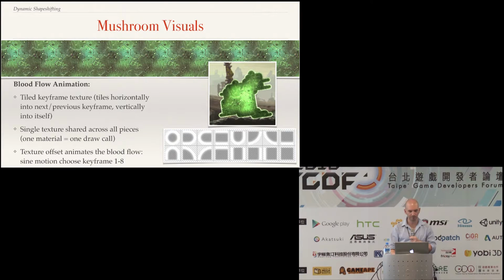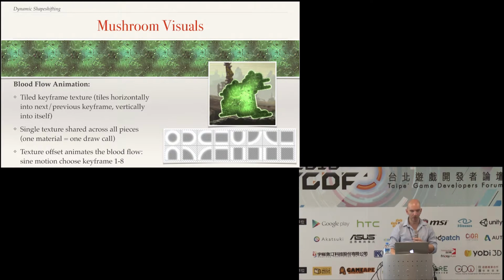And the bottom texture is the blood flow animation. The way it works is it has a tiled keyframe texture. It's a huge 2048 by 256. Yes. With 8 keyframes across. You can see that it looks like it's the same texture duplicated 8 times, but there are actually some very, very minor changes in the keyframes. And the thing is, it tiles horizontally into the next frame and vertically into itself, which means that no matter what size the mushroom is, it will never have cuts or seams in it.